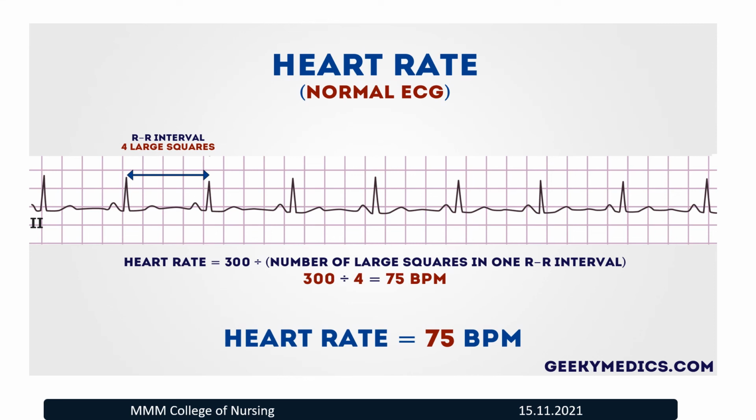Here, how to calculate the heart rate from the ECG. Count the large squares in the RR interval, here 4 large squares. The formula is 300 divided by the number of large squares in one RR interval. 300 divided by 4 equals 75 beats per minute.